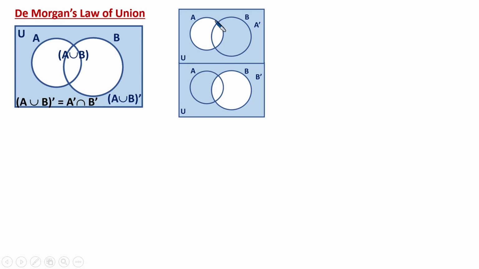Here you can see very easily A complement is this blue region and B complement is this blue region. Now if I intersect, these are the only common things remaining. Again here this will become white, and this again they are not common, so they will become white. So you have this figure. So you can see that the complement of A union B is equal to A prime intersection B prime.